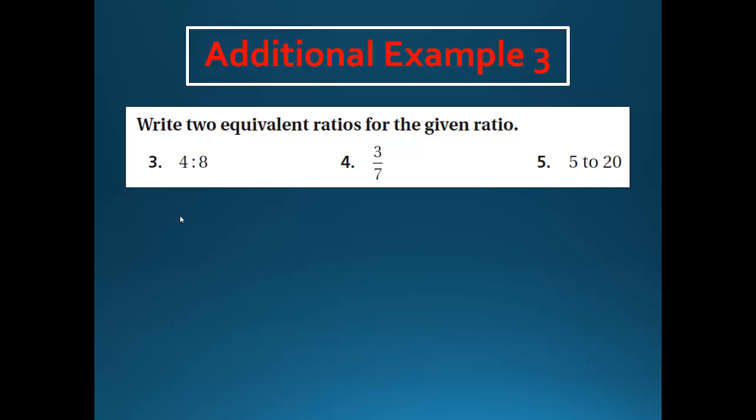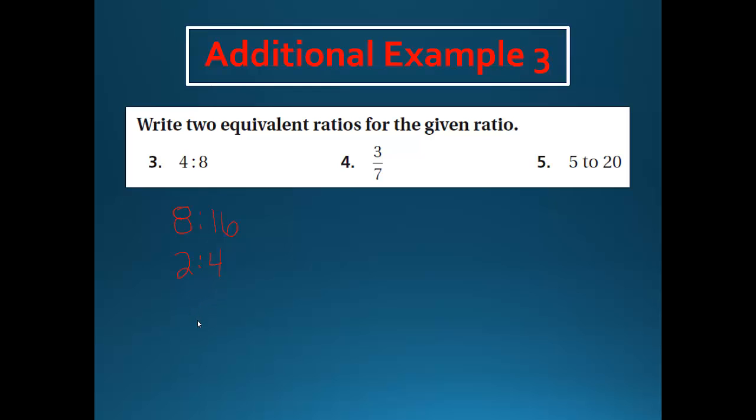If we multiply both of these numbers by 2, 4 times 2 would be 8, and 8 times 2 would be 16. So 8 to 16 would be an equivalent ratio. We could also divide to get an equivalent ratio. If we divide both of these numbers by 2, we would get 4 divided by 2 is 2, and 8 divided by 2 is 4. So 2 to 4 would also be an equivalent ratio.